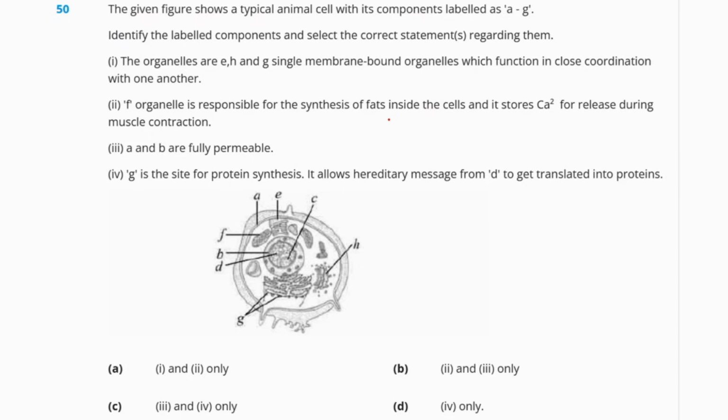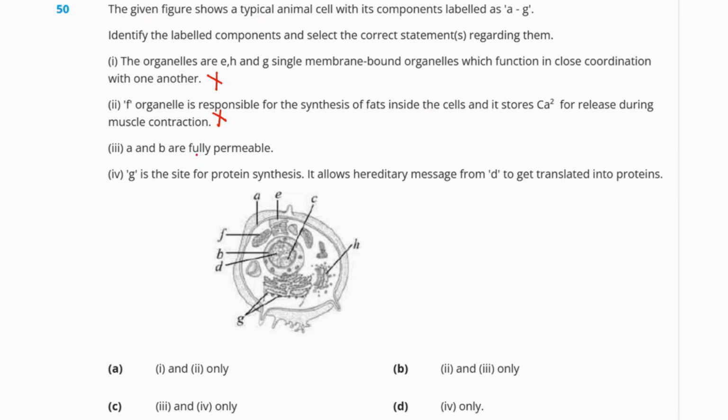The first option says the organelles E, H, G are single membrane bound organelles which function in close coordination with one another. So this is false, correct? Because E is the nuclear membrane, H is the mitochondria and G is, what is G again? Ribosome. They have individual functions. Their function is not in close coordination. So this is a wrong statement. Next, F organelle is responsible for the synthesis of fat inside the cell. No.